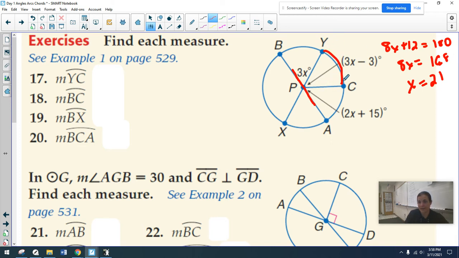So to figure out YC, I just need to know what this angle is, because central angles are the same as the measure of the arc. So if that's 21 times 3, that's 63, minus 3 is 60. So the measure of the arc will also be 60.